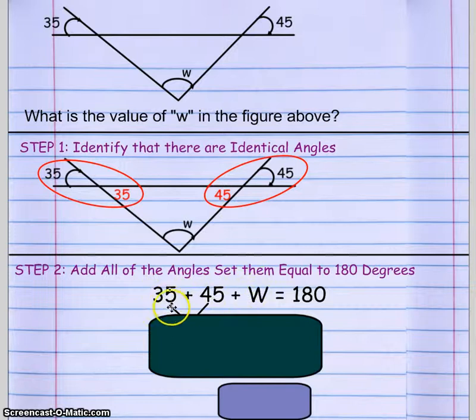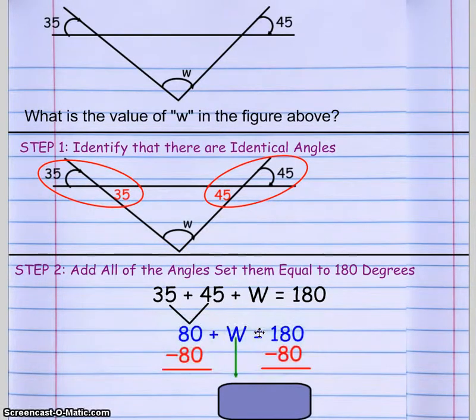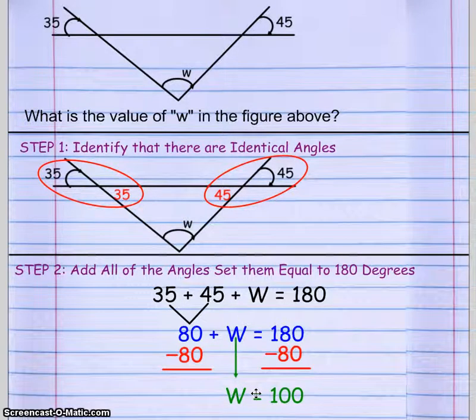So, we have to add 35, 45, and W together in order to find 180. But since we can't add W because we don't know what W is, we're simply going to have to combine like terms first, and then move these like terms over on this side of the equation to get W by itself. By adding 35 and 45 together, we get 80. When we subtract 80 from both sides and subtract 80 from 180, we're going to get that W is going to equal 100.